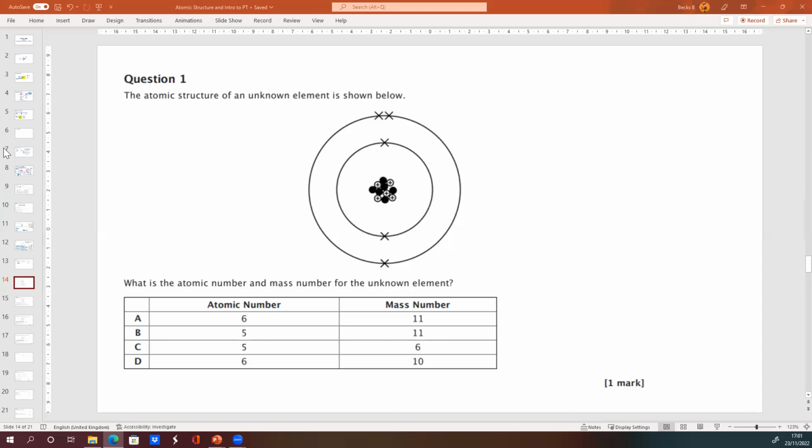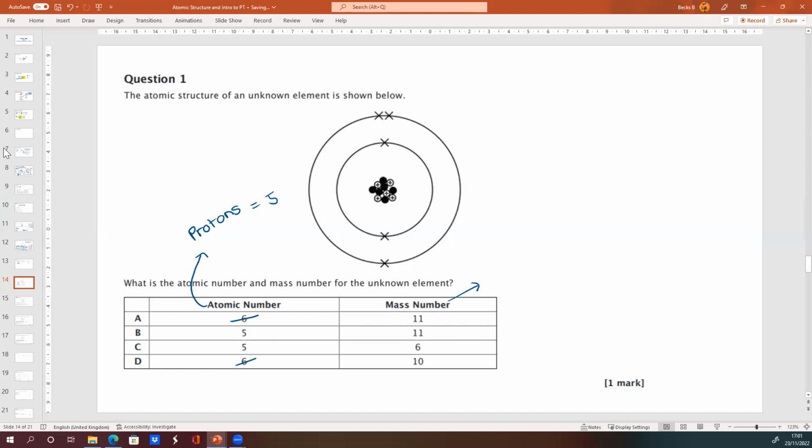Okay, so atomic number is the number of protons. So we can see that we've got these positive charges, so we can count these up. 1, 2, 3, 4, 5. Okay, so that rules out it being row A or D.